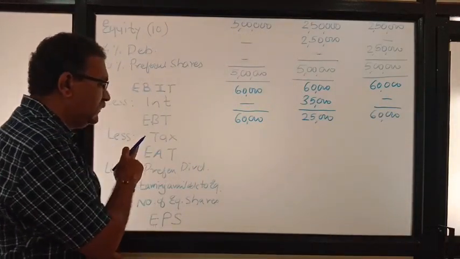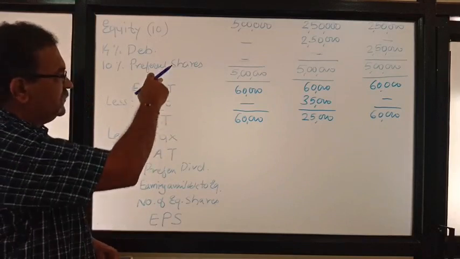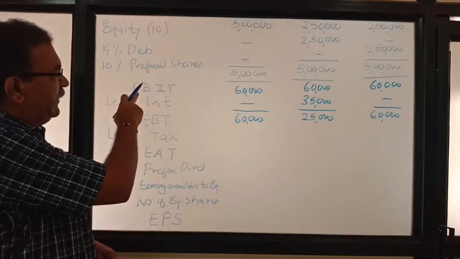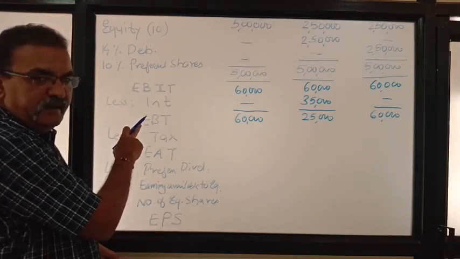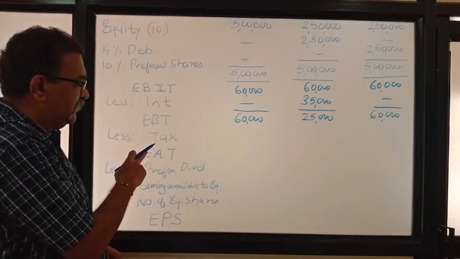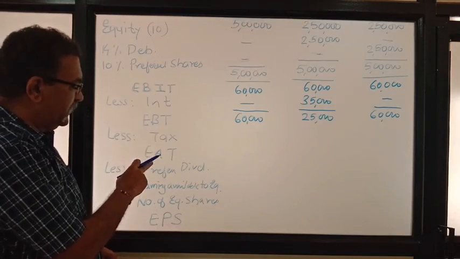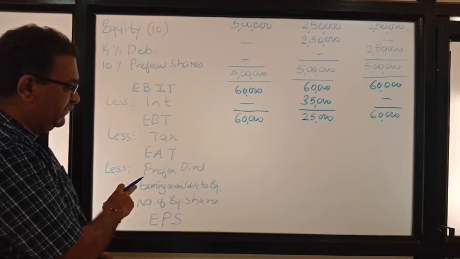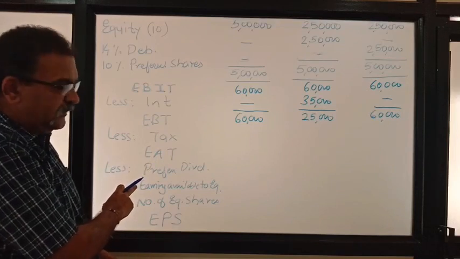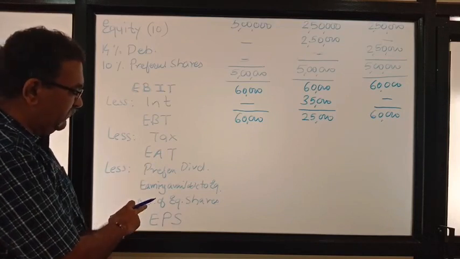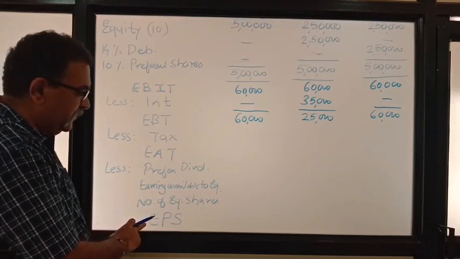Next, we have to deduct tax. This is the format we are following. EBIT minus interest is equal to EBT. EBT minus tax is equal to earnings after tax. Earnings after tax minus preference dividend is equal to earnings available to equity shareholders, and earnings available to equity shareholders divided by the number of equity shares is EPS.